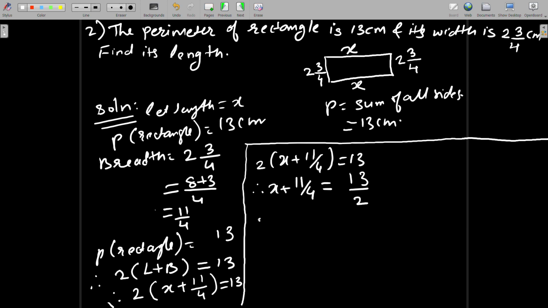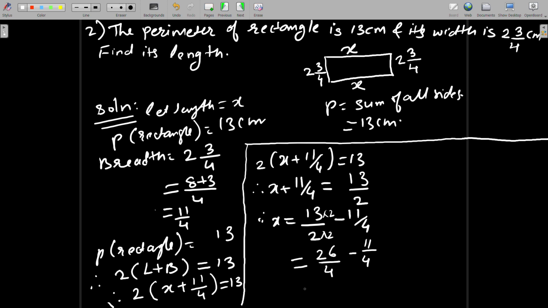Therefore x is equal to, now simply arrange the numbers, 13 by 2 minus 11 by 4. Why minus 11 by 4? Because plus 11 by 4, when it comes to this side, will become minus. Now I have to have a common denominator. This is 4 and this is 2, so I can multiply this with 2 and this with 2, right? So 13 2s is how much? 26 divided by 4 minus 11 by 4.